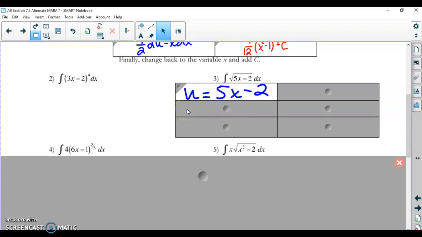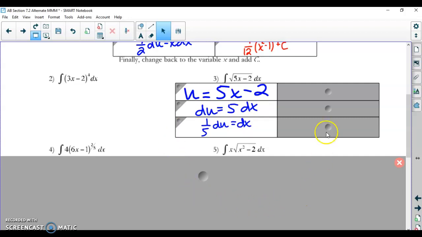I'm going to figure out what du looks like. du is simply going to be 5 dx. Now I don't have a 5 up here, but I also don't have any variables or anything like that to worry about. I'm going to do what I did previously and get the dx by itself to make for a clean substitution. So I'm going to divide by 5, and 1/5 du is equivalent to dx.